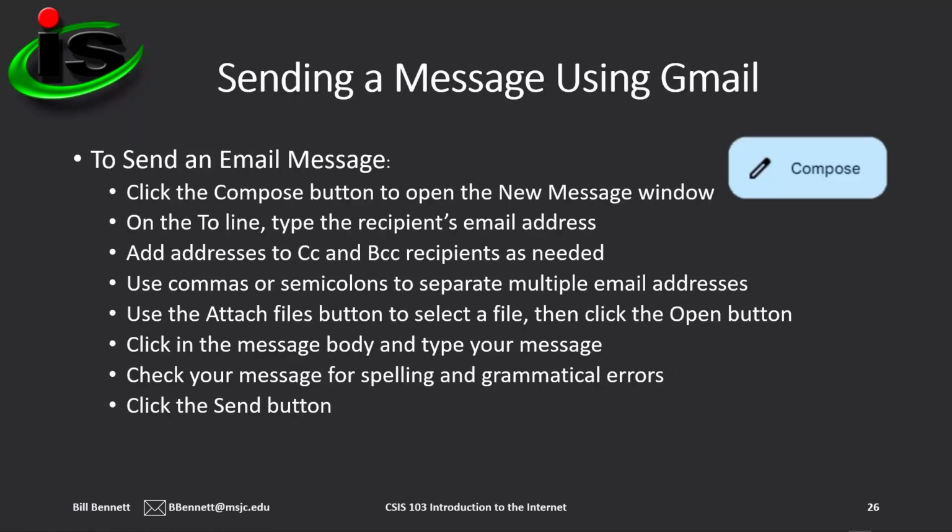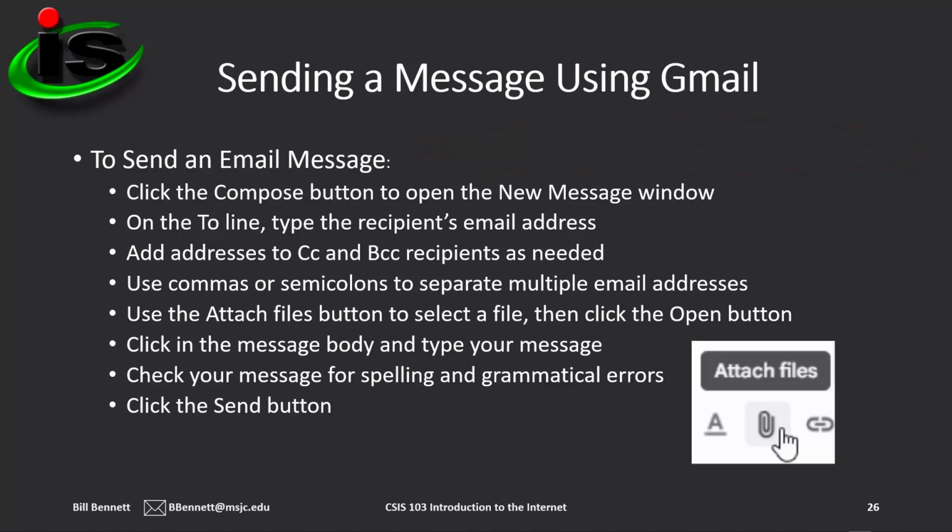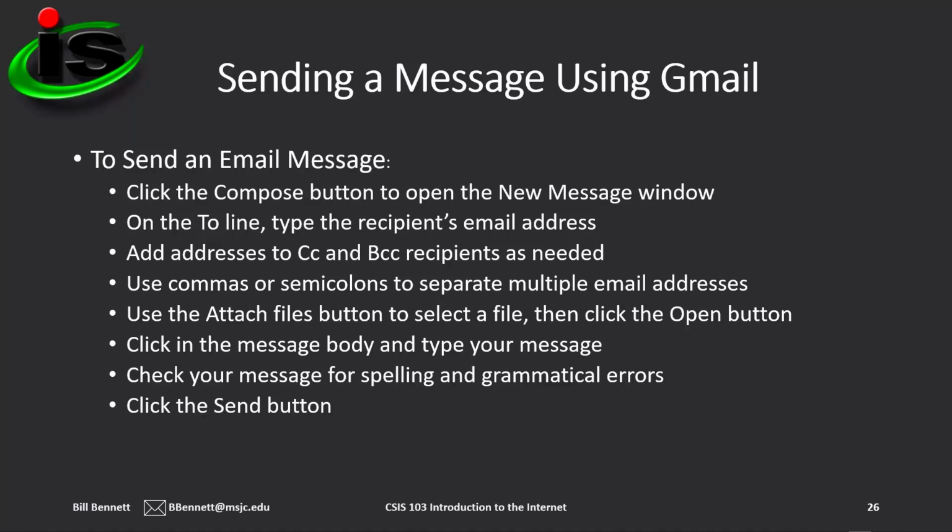To send an email message, click the Compose button to open the new message window. On the To line, type the recipient's email address. Add addresses to the CC and BCC recipients as needed. Use commas or semicolons to separate multiple email addresses. Use the Attach Files button to select a file and then click the Open button. Click the message body and type your message. Check your message for spelling and grammatical errors, and then click the Send button.